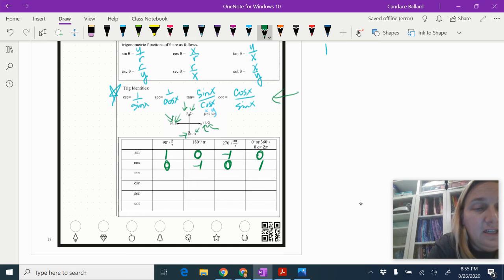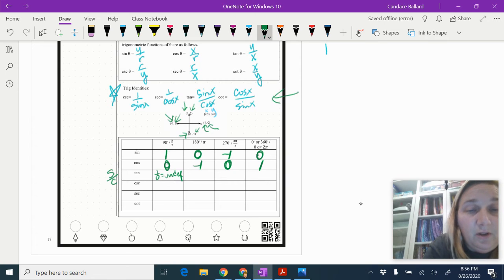So the tangent we learned is the sine divided by the cosine. So I'm going to do the sine, 1, divided by the cosine, 0. Well, that is undefined, right? I cannot divide by 0. My paper explodes, right? So you have to write undefined really quick before your paper explodes.